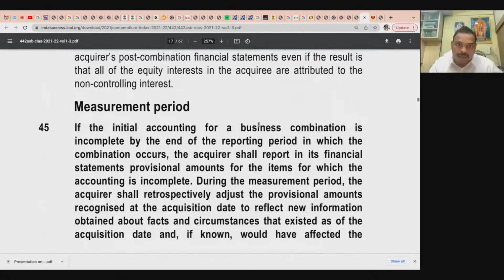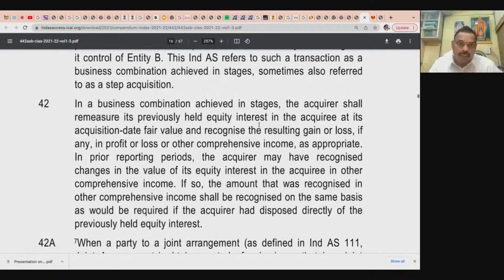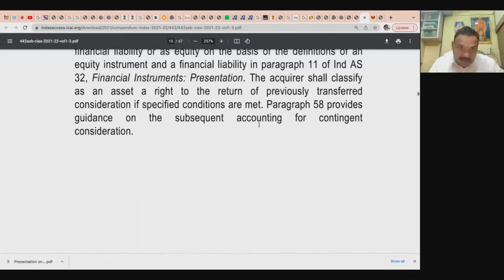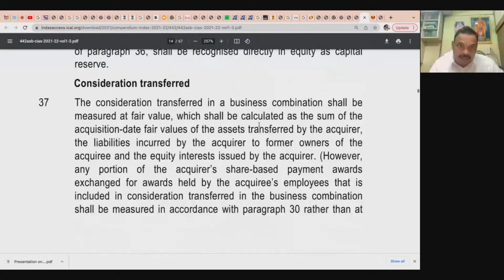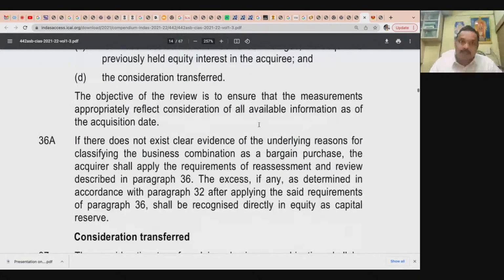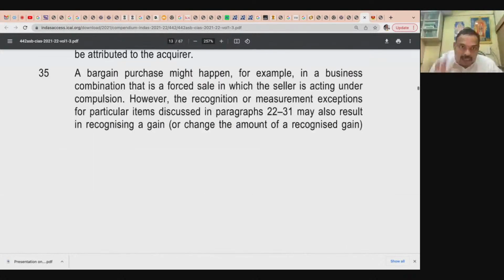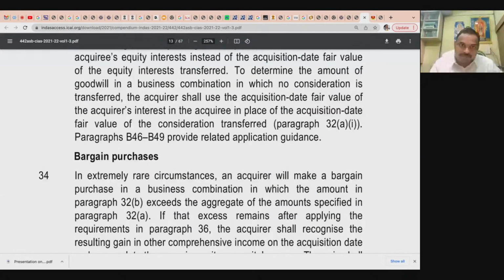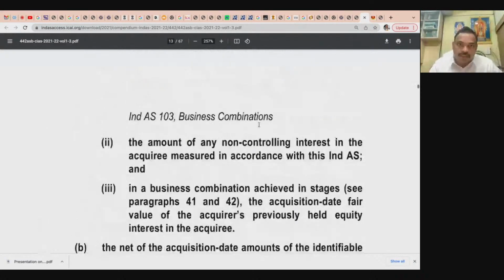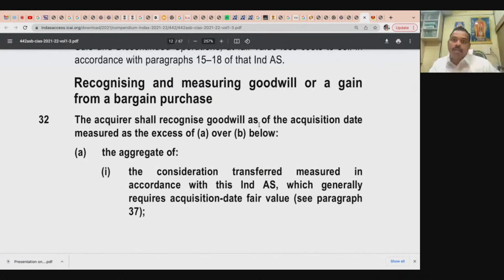Look at this paragraph. Measurement period. I'll come to this paragraph. Additional guidance, contingent consideration, consideration transfer. Okay. So bargain purchase here. Please look at this. So this is the paragraph which speaks about goodwill or bargain purchase.